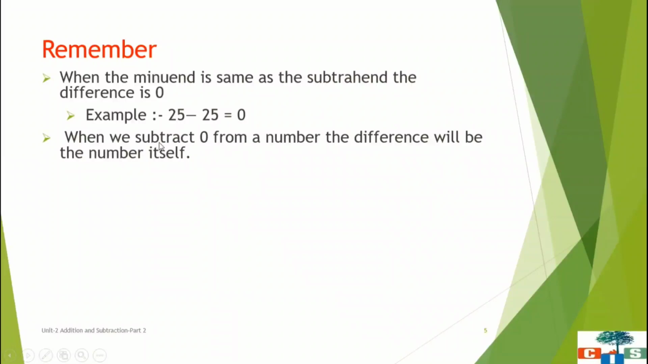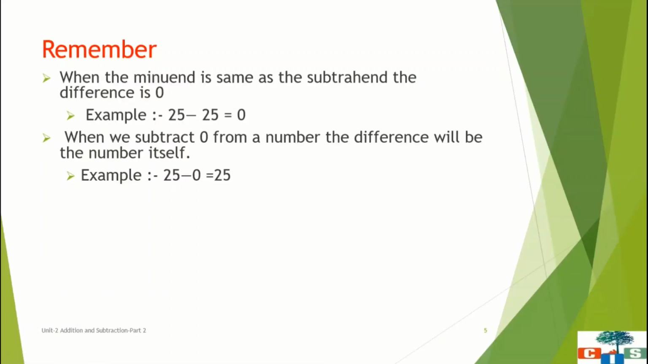Next is when we subtract 0 from a number. The difference will be the number itself. For example, suppose 25 minus 0 is equal to 25. What are we doing here? We are subtracting 0 from 25. So what will be the difference? The difference will be the number itself, that is 25. This property is known as the zero property of subtraction.